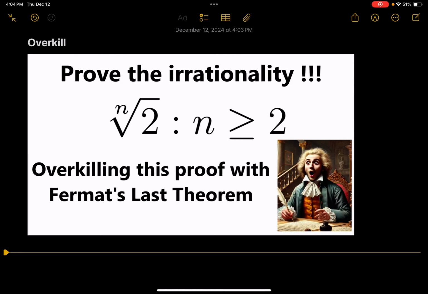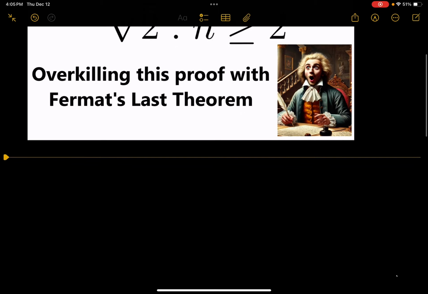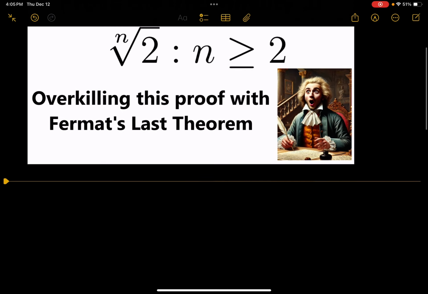Okay, prove the irrationality. In this video, we are going to prove that the nth root of 2 is an irrational number for every n greater than or equal to 2, and we are going to do this using Fermat's Last Theorem. There are definitely other easy ways as well, like using proof by contradiction, which is one of them, and then we will go on to this proof using Fermat's Last Theorem.